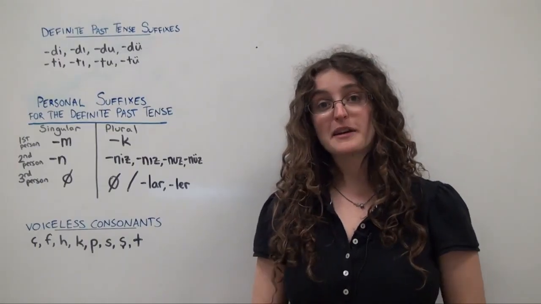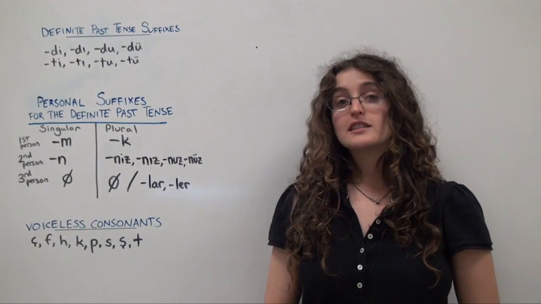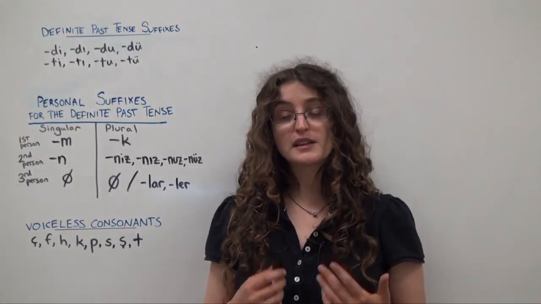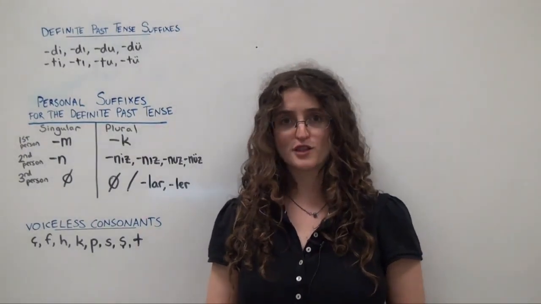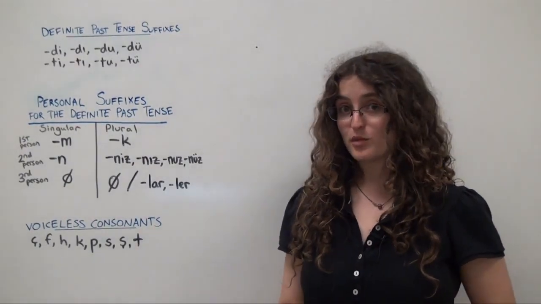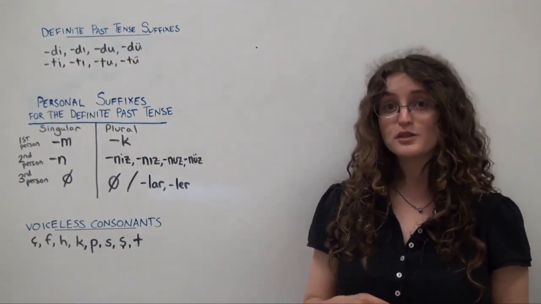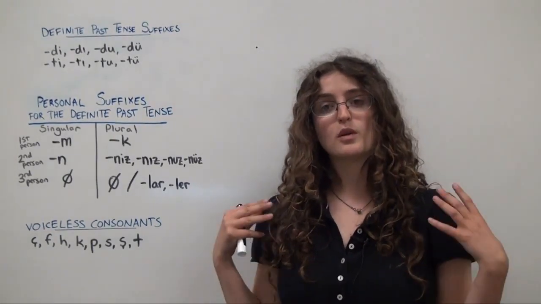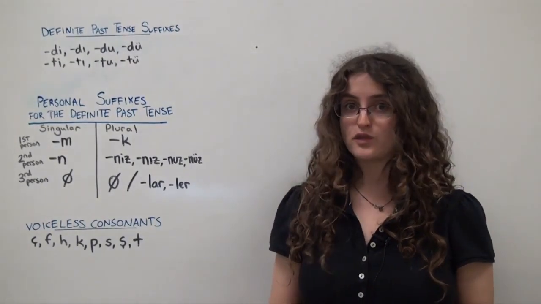Now we're going to talk about how to form the definite past tense in Turkish. The definite past tense is the past tense you'll use to express statements like she laughed, or I came, I saw, I conquered. Turkish has two simple past tenses. The definite past tense is the past tense you'll use to describe past events which you witnessed, which you took part in, or which you can vouch for.